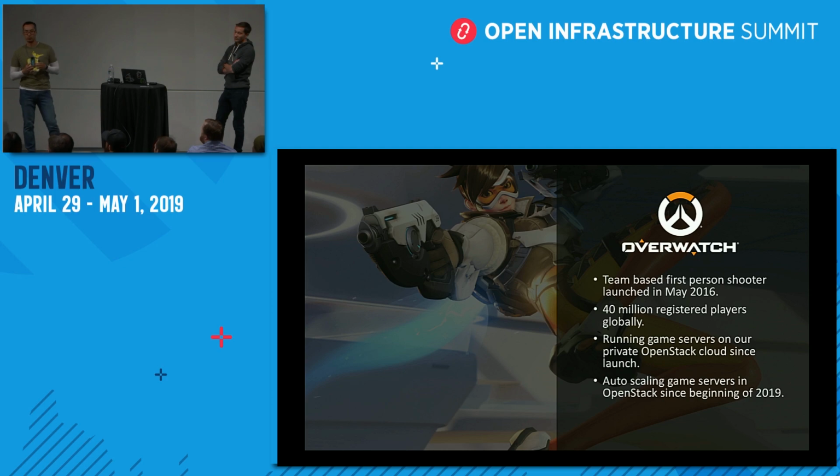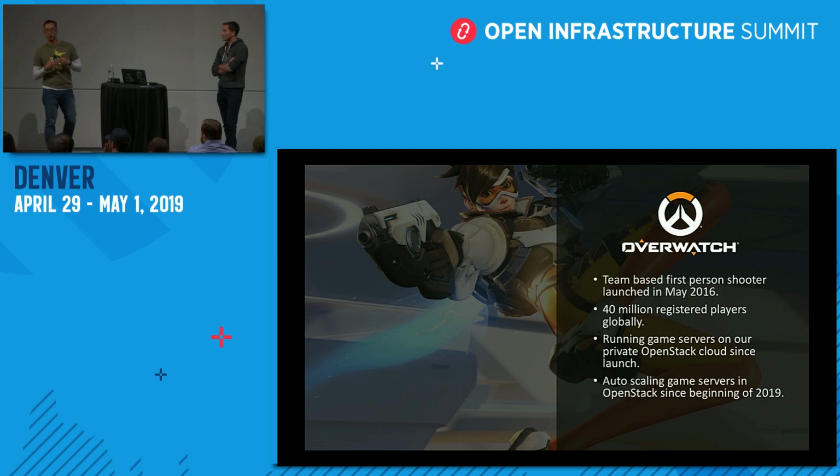Overwatch, for those of you who don't know, is a team-based first-person shooter. And it has a global, worldwide player base. And they launched in 2016. And since launch, they've been running in our private OpenStack cloud. And since the beginning of this year, we introduced autoscaling for the Overwatch game servers.